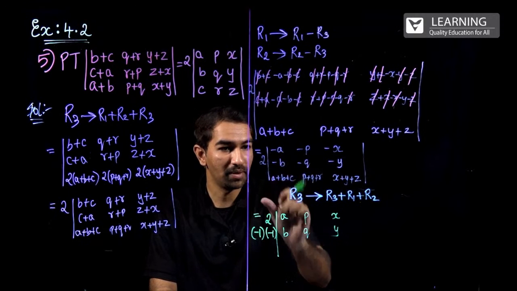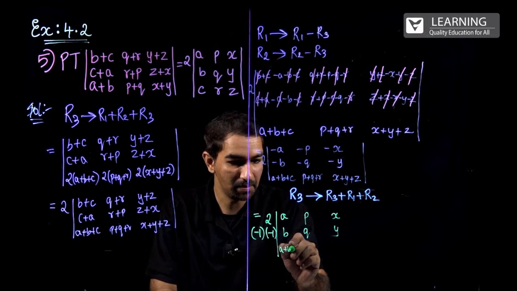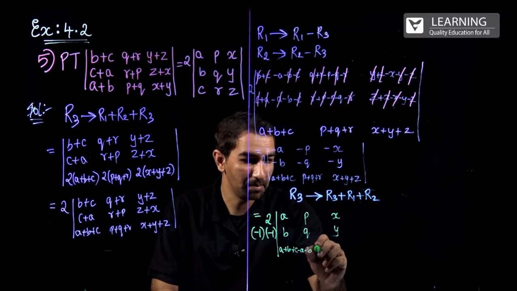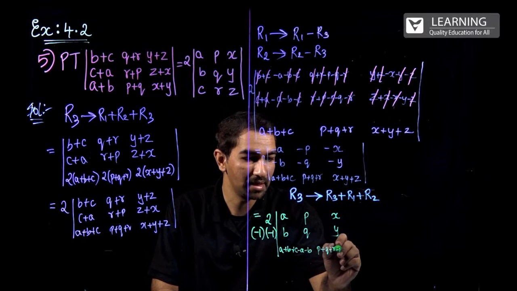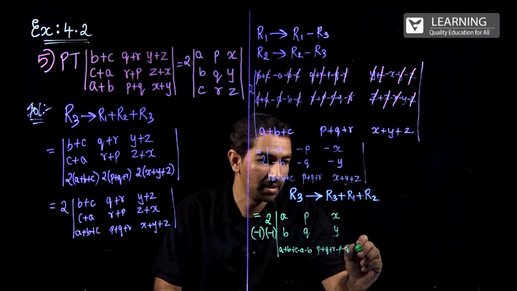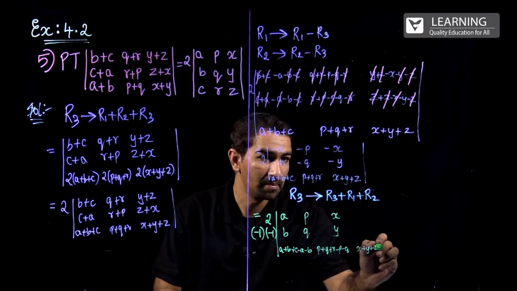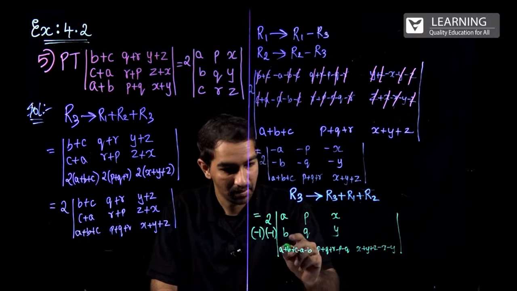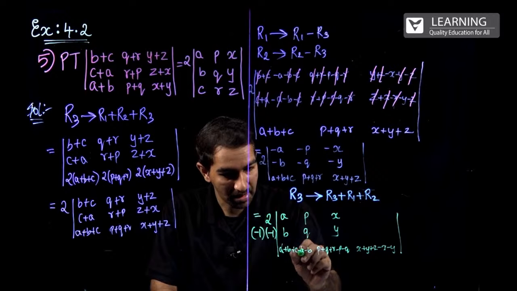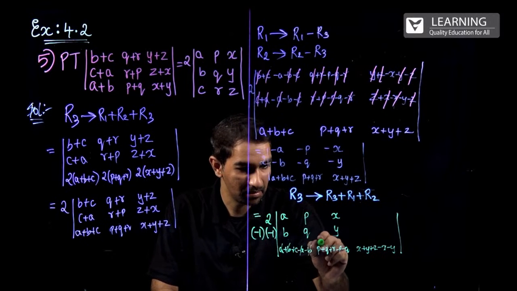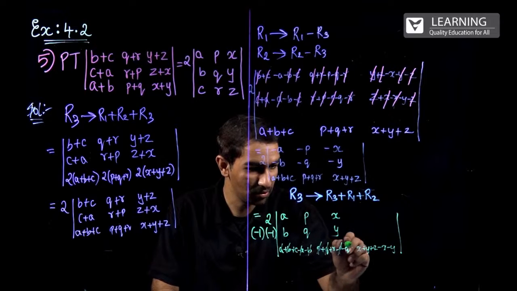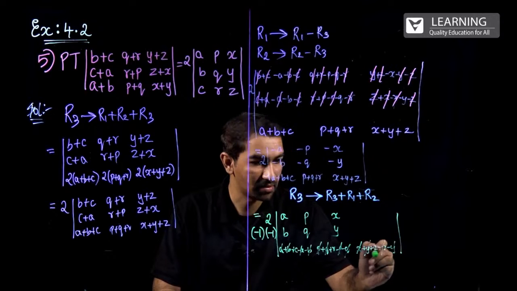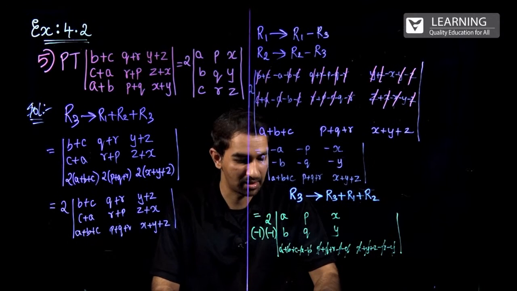So before taking common, what will happen? This will become A plus B plus C minus A minus B. So this will become P plus Q plus R minus P minus Q, and this will become X plus Y plus Z minus X minus Y. So the same thing again, plus A plus B minus B, plus P minus P, plus Q minus Q, plus X minus X, plus Y minus Y. What is remaining now? I think we got the final answer.